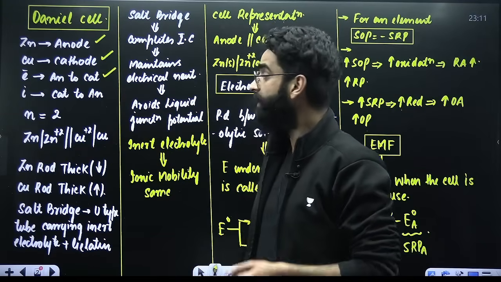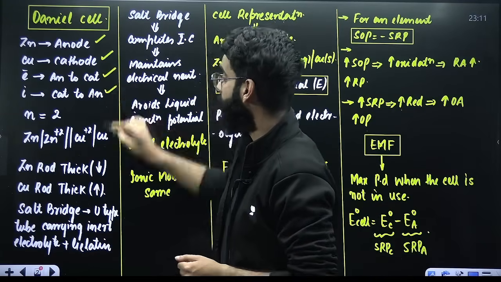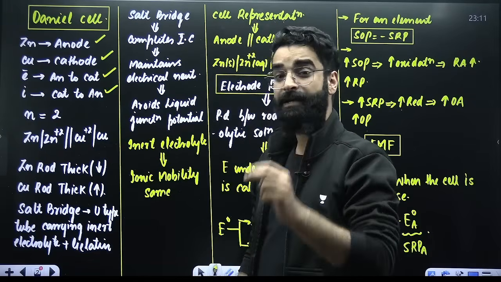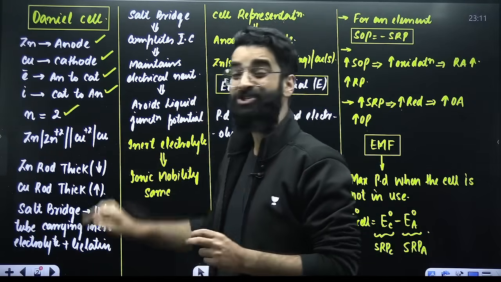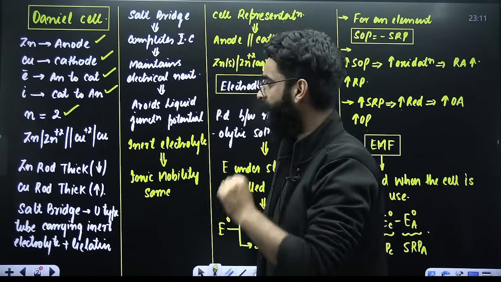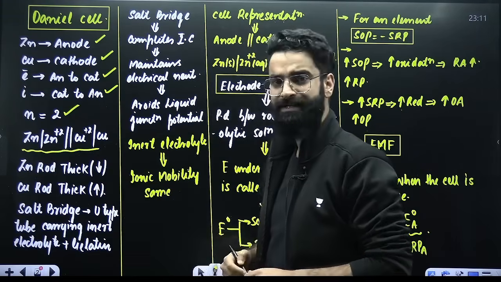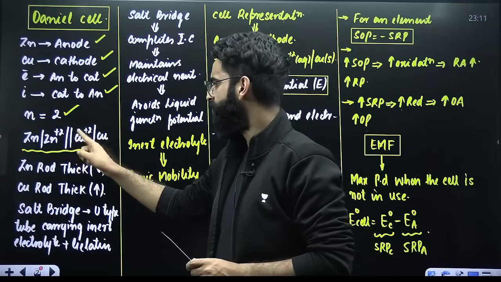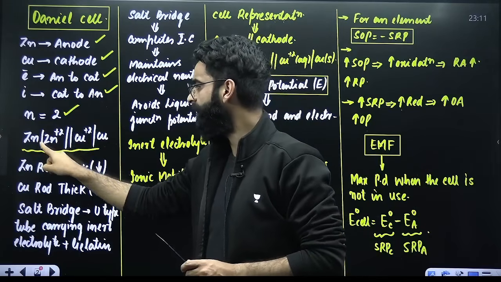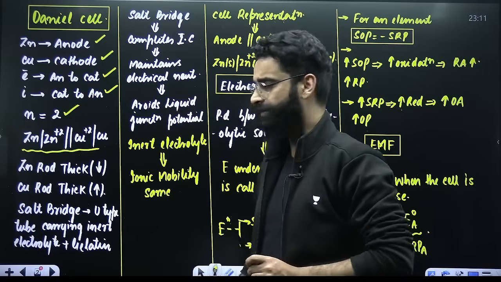The direction of current in the Daniell cell is from cathode to anode. In the Daniell cell, two moles of electrons are exchanged between anode and cathode, right? And this is how you represent your Daniell cell. In the middle, you have a salt bridge. On the left side, you write the anodic part, and on the right side, you write the cathodic part.